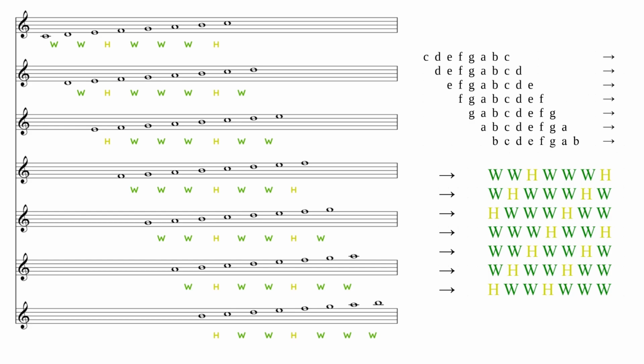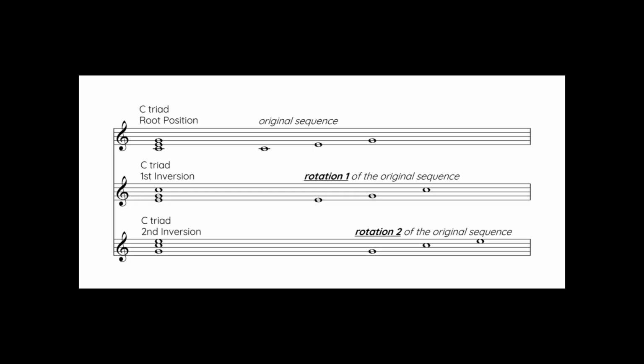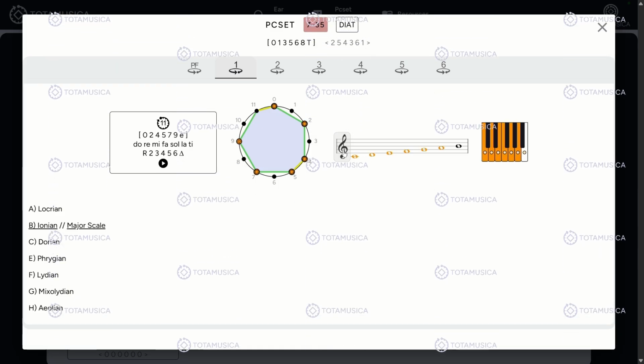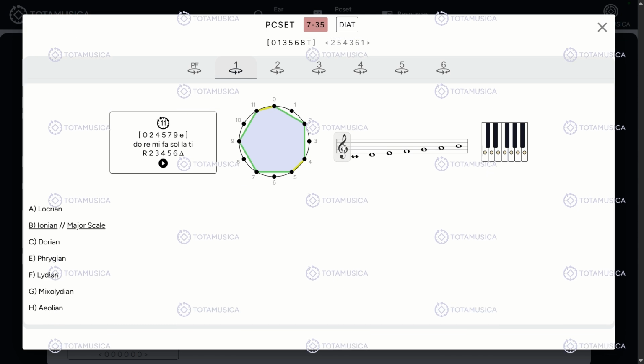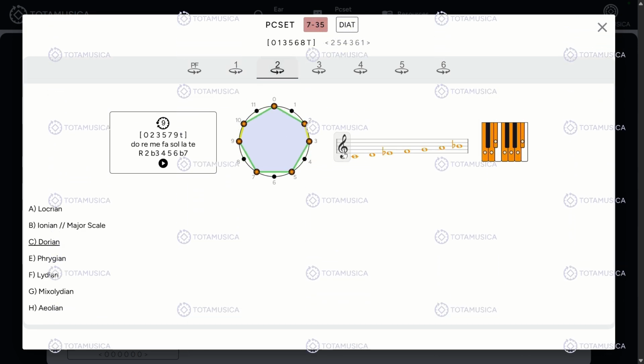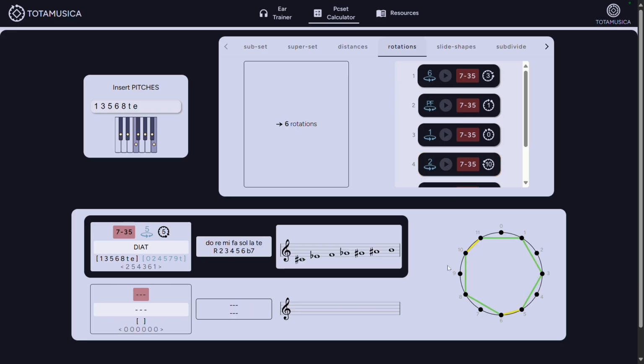The concept of rotations is fundamental in TOTAMUSICA, and it is explained in its own dedicated video, which should be watched before proceeding with this one. Once the concept is clear, understanding the differences in the calculator's rotations becomes much simpler. The key distinction is as follows.